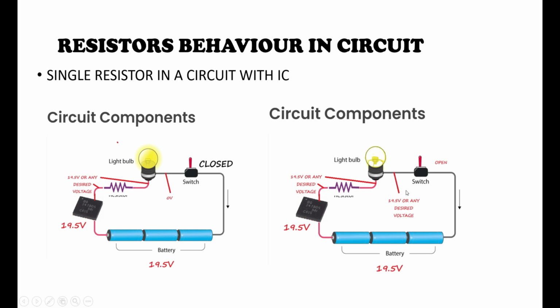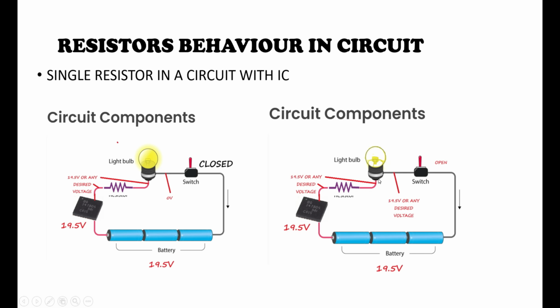Now in an open circuit, what will be the condition? See here, before the source of this IC, it will be 19.5 volts or the battery voltage. Whatever source we are giving, that voltage reaches the source of this IC. After that, at the destination of this IC and the source of the resistor, you will get the voltage according to this IC. Here at the destination, you will get the same voltage or a little less compared to this source voltage.